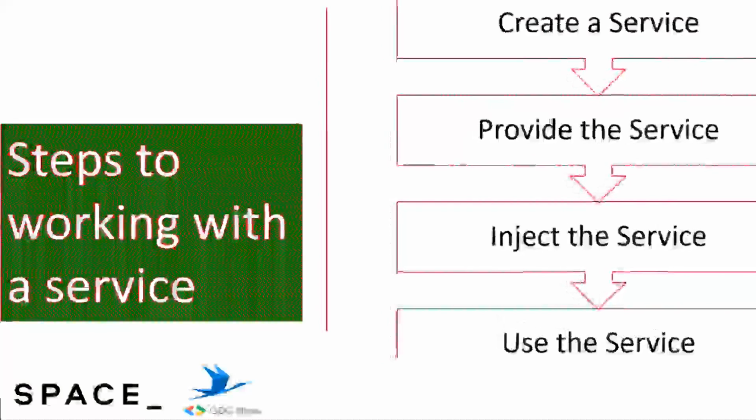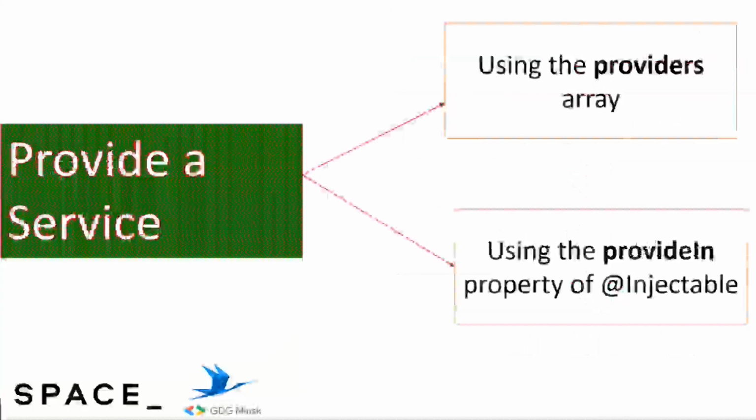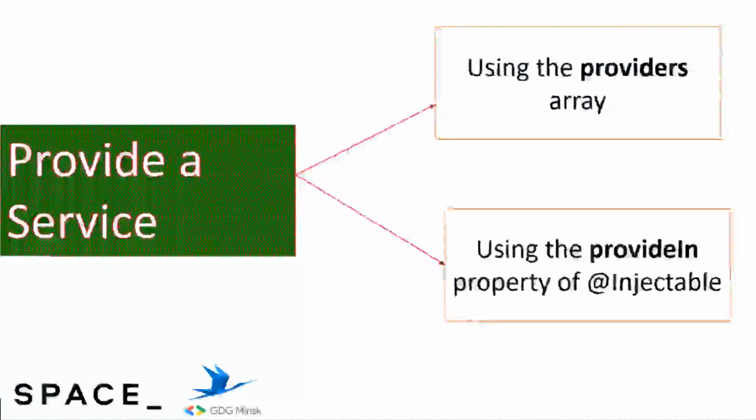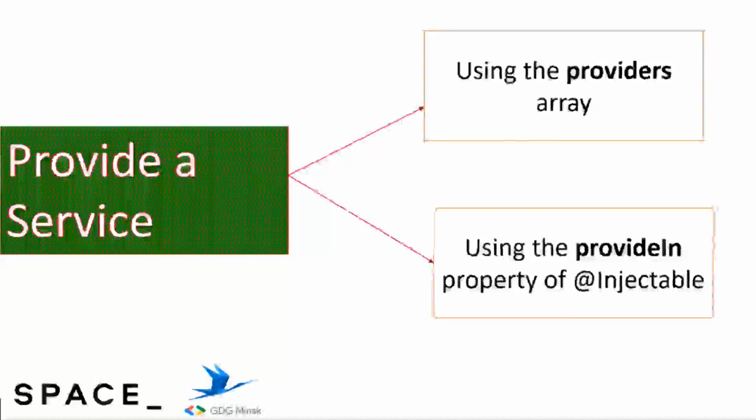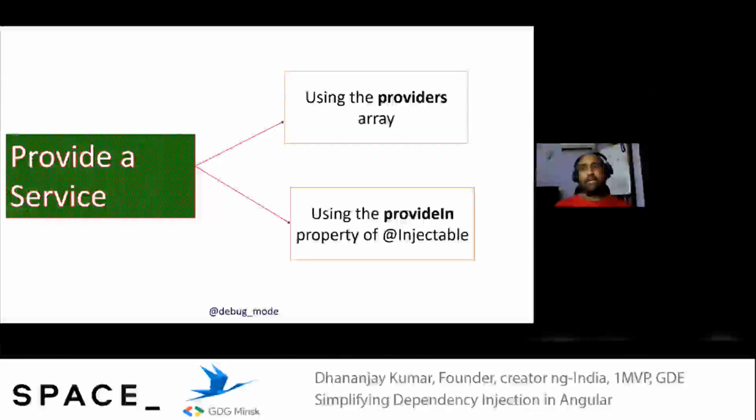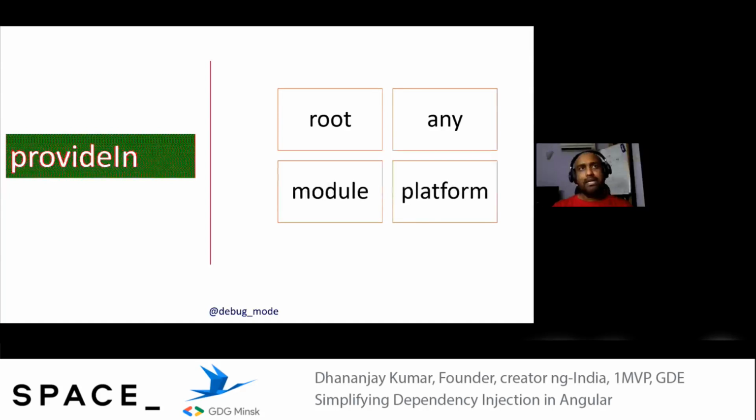Now, when I say the second step, provide the service, what does it mean? Providing a service means you can provide it either using the providers array of a module or of a component, or using the providedIn property of the Injectable decorator. So these are the two options: the providers array and the providedIn property of Injectable, and we are going to explore these two in detail.